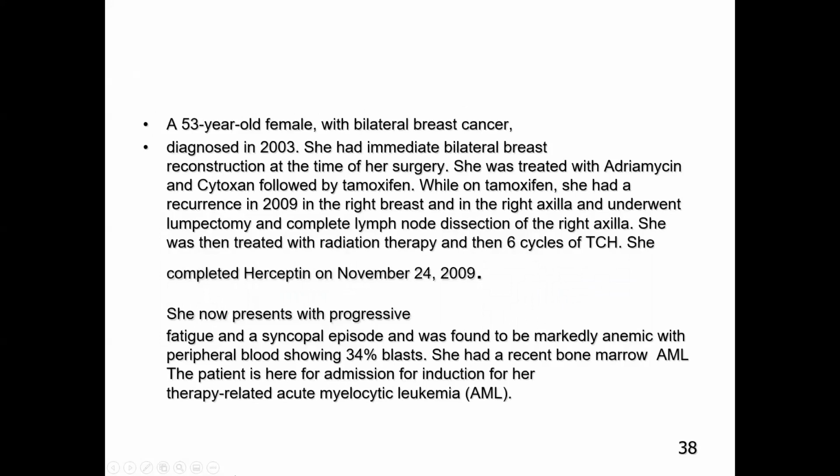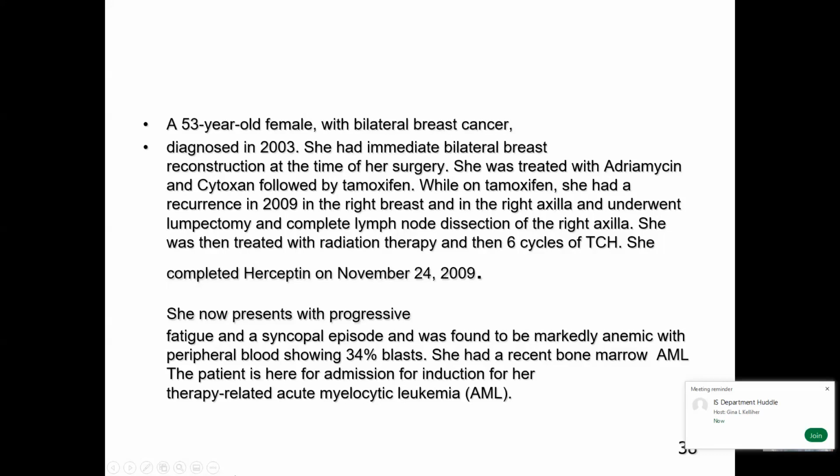All right. So this is a real patient. I just cut this from the patient's chart. Basically, to summarize, it's a patient with breast cancer. She was treated with AC and tamoxifen. Then she had a recurrence, and she was treated with radiation and TCH. They gave her Herceptin. Then she presents with fatigue and cytopenias, and she's found to have AML on a bone marrow biopsy.